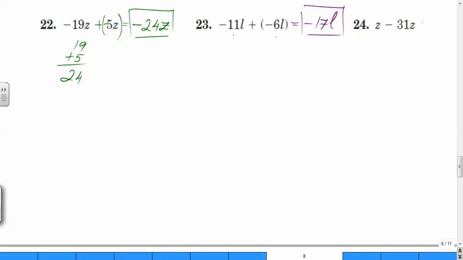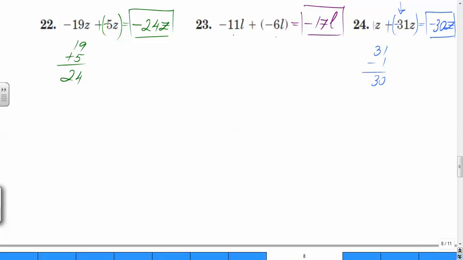z minus 31z. When you subtract, you change both signs. Now I have z plus negative 31z. My answer will be negative because the biggest absolute value is 31. And I will take 1 away from 31 because that z implies that it has a coefficient of 1. So it will be 31 minus 1. Obviously 30 will be 30. Do not forget about z, right?